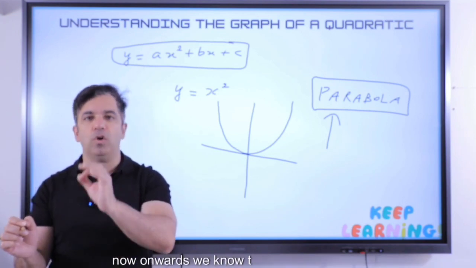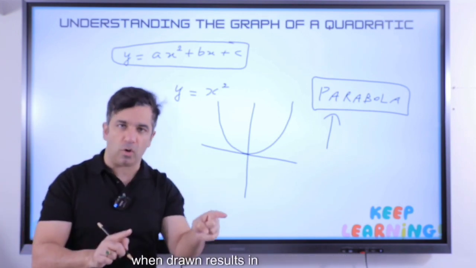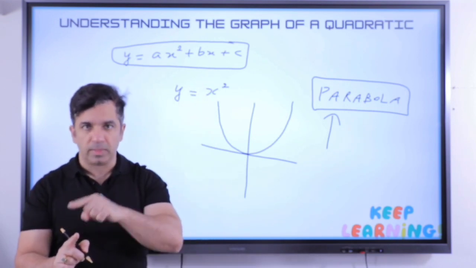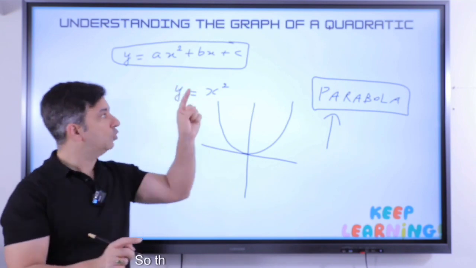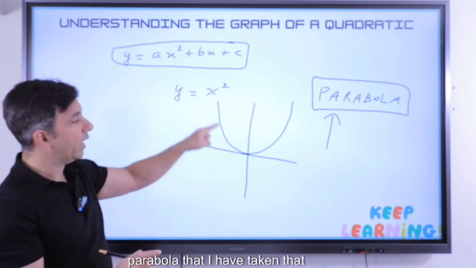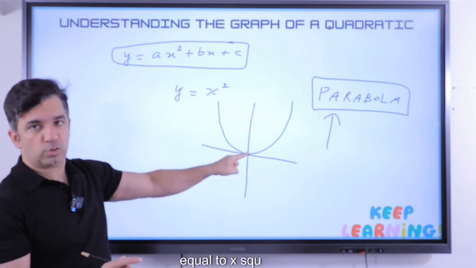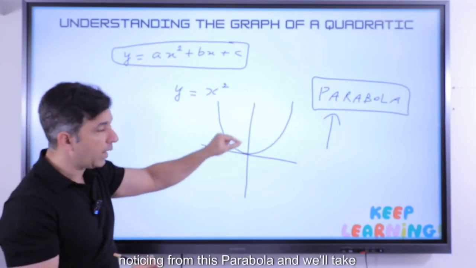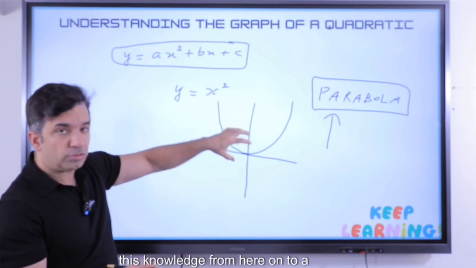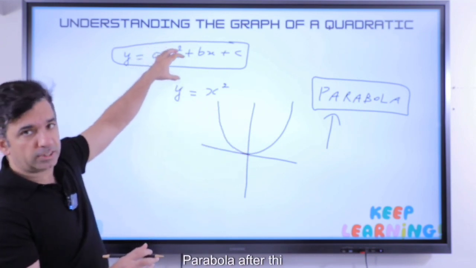From now onwards, we know that a linear relation when drawn results in a straight line. A quadratic curve when drawn results in a parabola. So this is the simplest example of a parabola that I have taken, that is y is equal to x square. There are many points which we would be noticing from this parabola, and we'll take this knowledge from here onto a general parabola after this.